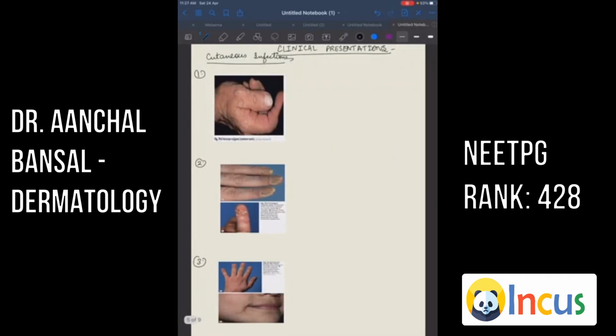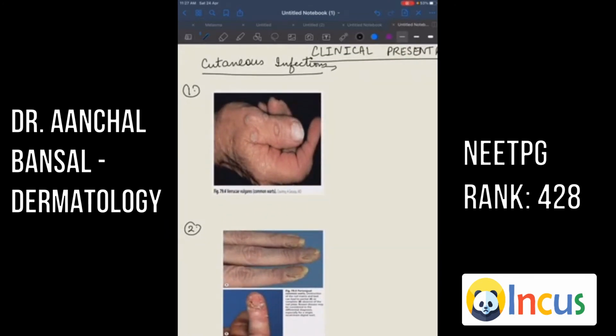First we will discuss the clinical presentation of the disease. There are two types of clinical presentation: cutaneous infection and mucosal infections. The most common cutaneous infection that we see in day-to-day practice is verruca vulgaris, also known as common warts.